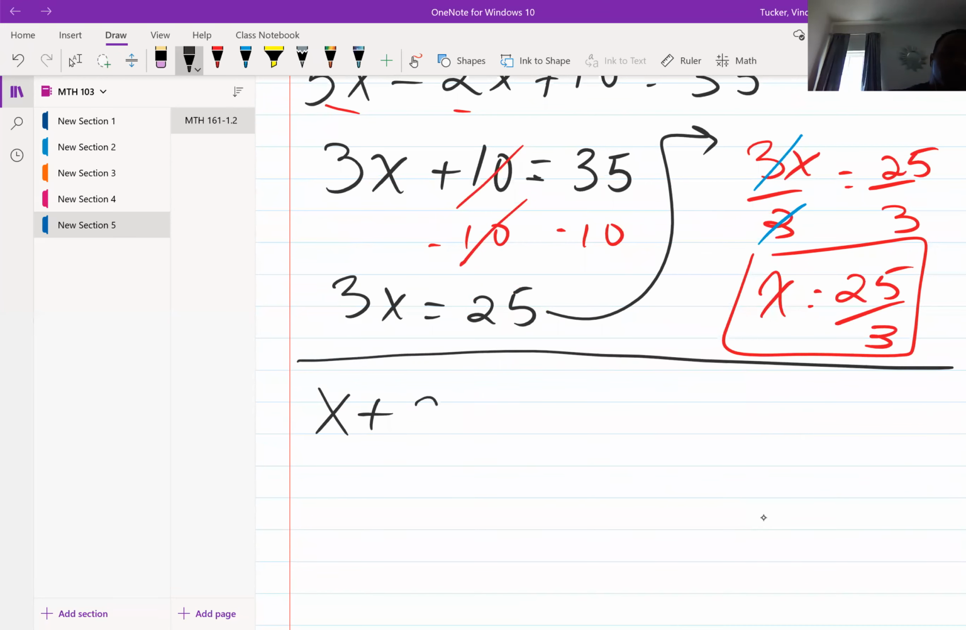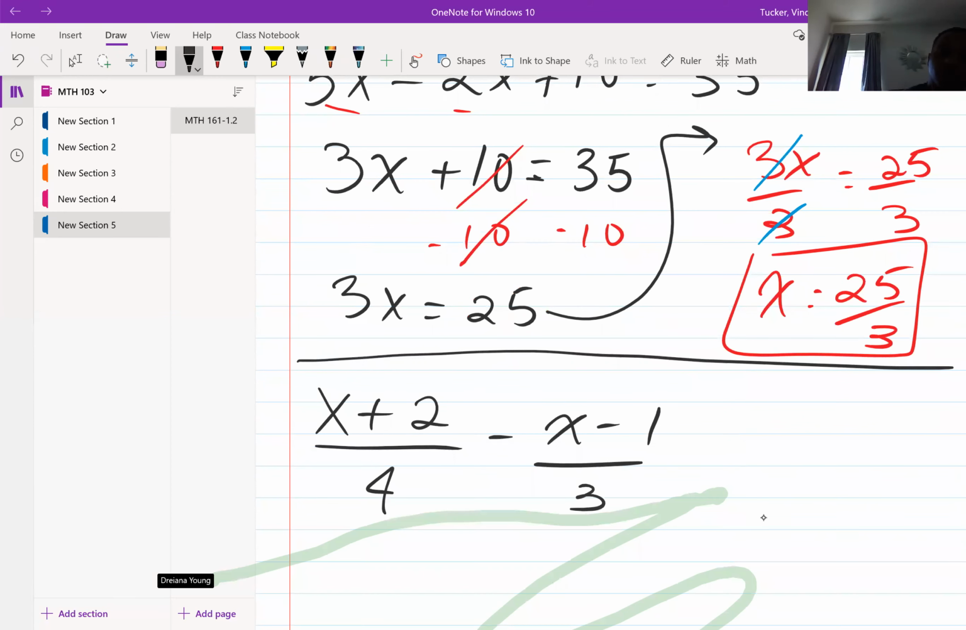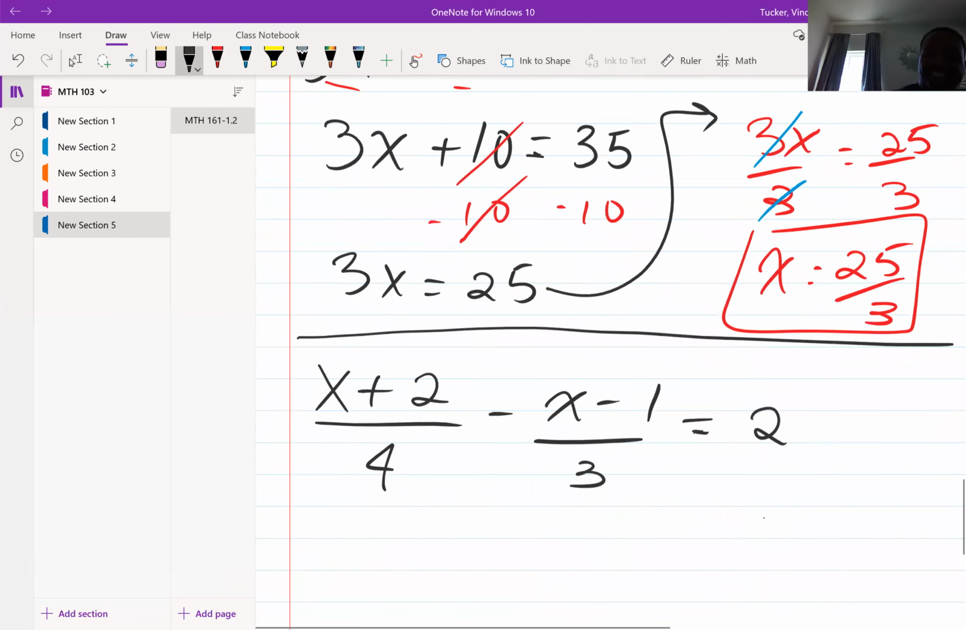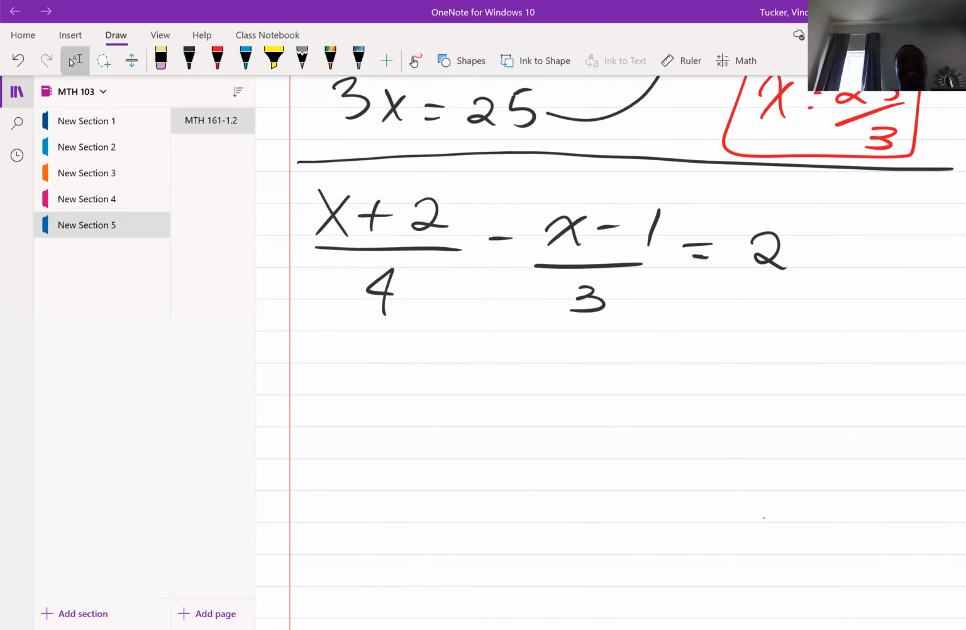All right, let's look at another one. Somebody draw it on the screen. All right, so here we have x plus 2 over 4 minus x minus 1 over 3 equal to 2. And we have fractions involved in our equation. And you can handle this one of two ways.